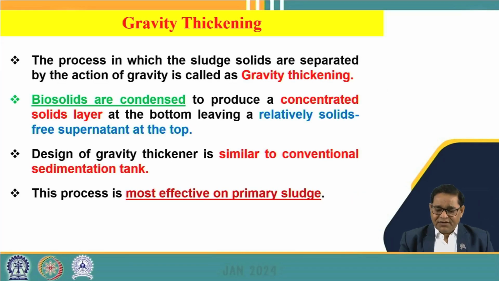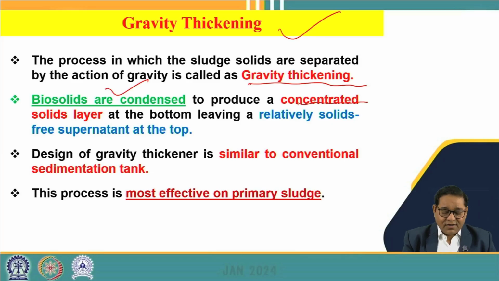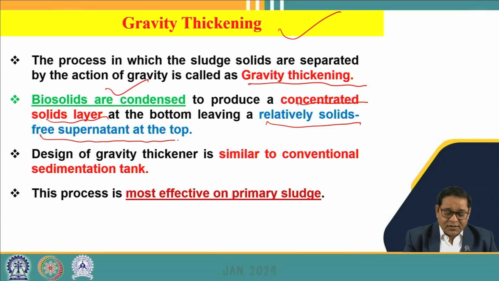So the first thickener, which is mostly used in the treatment of sludge, is the gravity thickener, which works based on gravity separation techniques. Here the sludge solids are separated by the action of gravity, so that is referred to as the gravity thickening process, which basically separates the biosolids, which are condensed to produce a concentrated layer of solids at the bottom, whereas the relatively lower solid concentration water will be taken as a supernatant, and that will be floating onto the surface. So from there it will be removed.